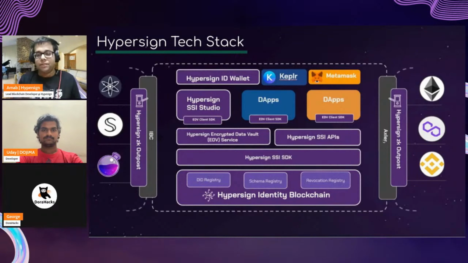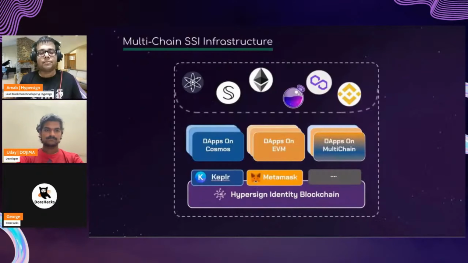On the right side, you can see there is also Axelar, which is something we have not worked on yet, but are in the process of. We are still thinking about how to use it, but Axelar will essentially let the Hypersign blockchain, which is built on Cosmos SDK, interact with other non-Cosmos based blockchains such as Ethereum, Polygon and Binance Smart Chain. So this was a brief on the tech stack.